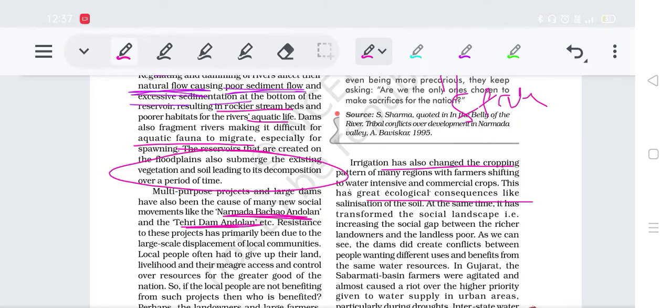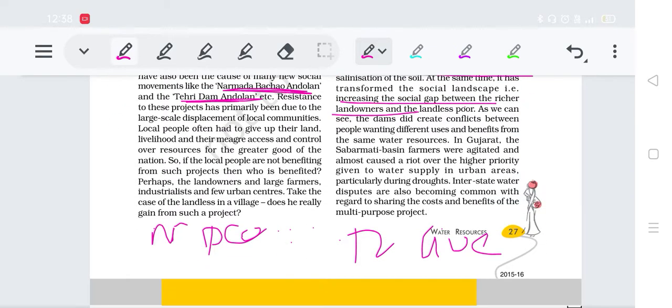Irrigation has also changed the cropping pattern in many regions, with farmers shifting to water-intensive and commercial crops. It has great ecological consequences like salinization of soil, where it has become saline and salty, and it transforms the social landscape by increasing the social gap between richer landowners and the landless poor. It also created conflict between people wanting different uses of benefits from the same water. In Gujarat, Sabarmati Basin farmers were agitated over the higher priority given to water supplies in urban areas, particularly during droughts.